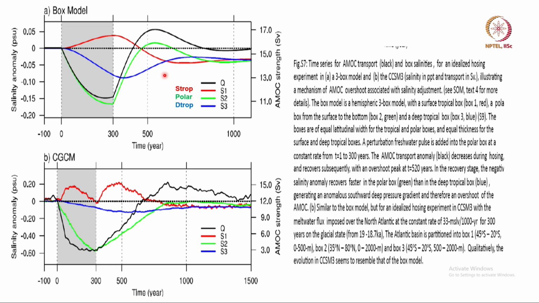So, in the last lecture we were discussing the mechanisms which cause a change in the Atlantic meridional ocean circulation. Okay. And we looked at the results from a coupled model. Now, coupled models are fairly complicated, they are very rigorous models. So, normally people compare the coupled model with what is called the box model.